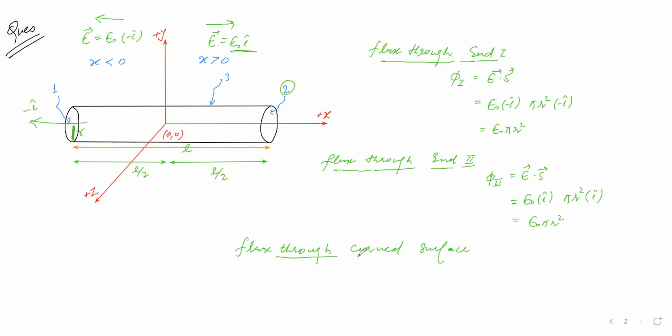Curved surface area. Phi 3 is equal to E dot S. Now try to understand the electric field. In the region of x greater than 0, it is along this direction, whereas in the region of x less than 0, it is along this direction. If the electric field lines pass through this curved surface area, it is clear that they will go perpendicular to the field, I mean along this direction.